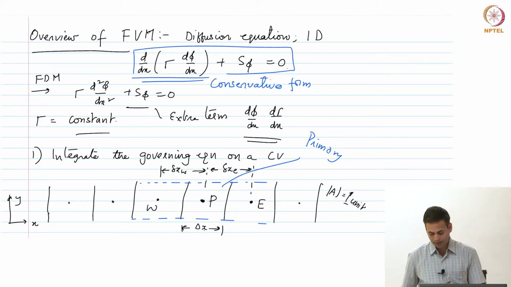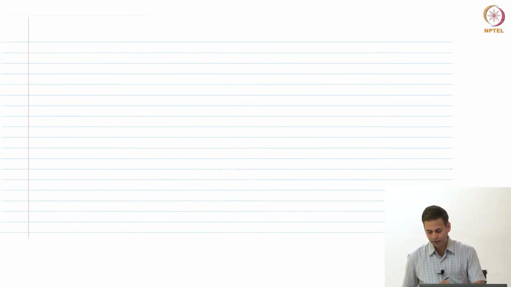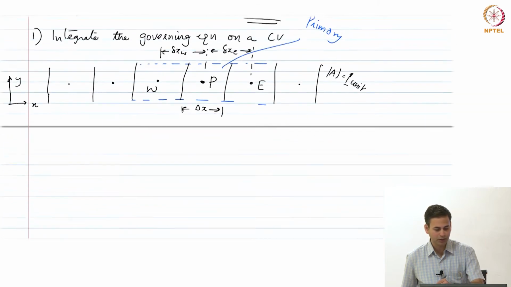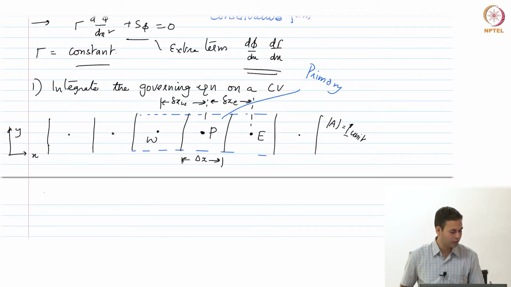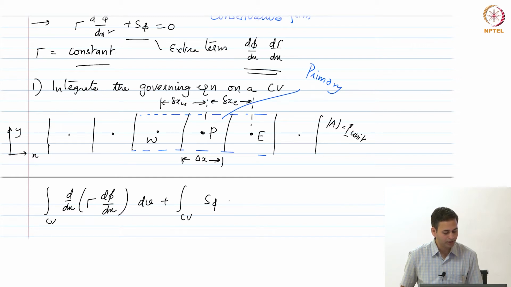So, having said this, we will move on to integrate the governing equation, which is this guy. We will integrate this on the control volume. So, that would be integral control volume d by dx of gamma d phi dx dv plus integral control volume s phi dv equals 0.